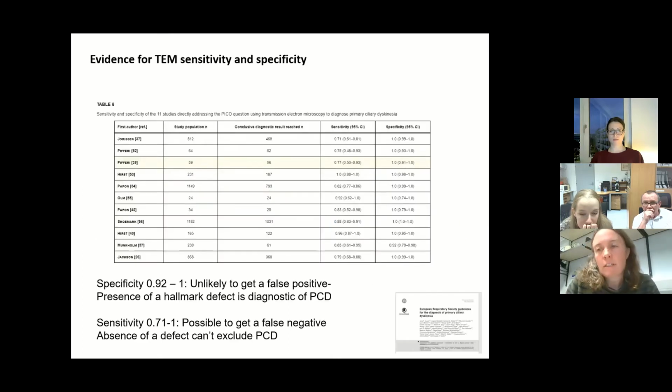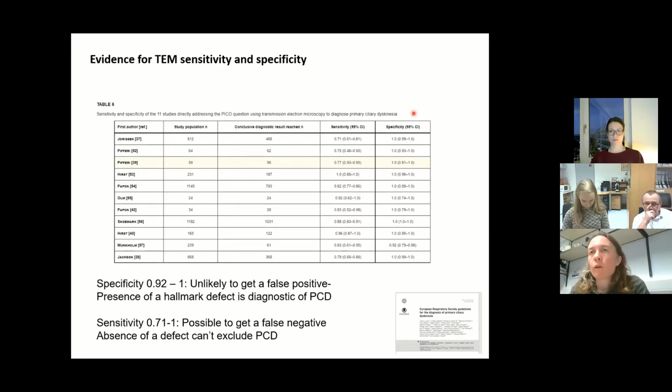And this is the evidence for that, which was assembled in the European Respiratory Society guideline. And electron microscopy actually has the most evidence of any of the PCD tests when we went through the literature, and that's because it's the oldest. It's been around for a very long time, and therefore there is a lot of evidence for it as a diagnostic test for PCD, because for a very long time it defined the disease.